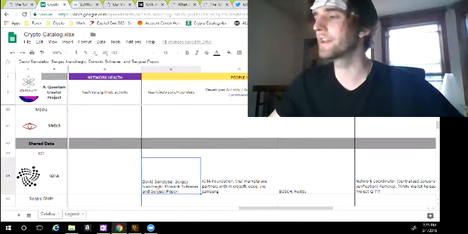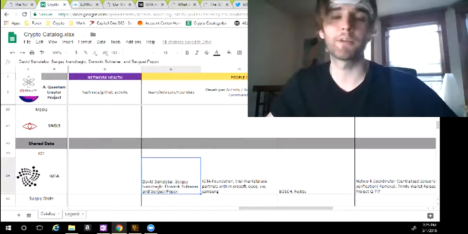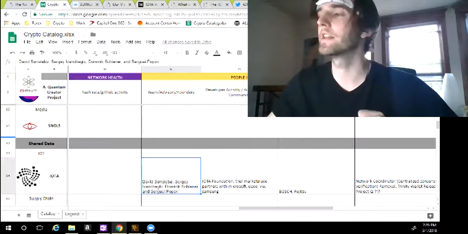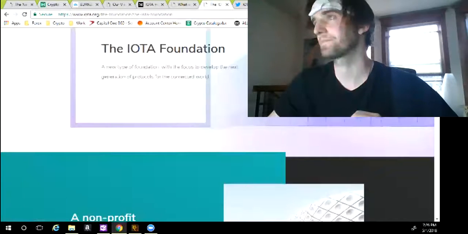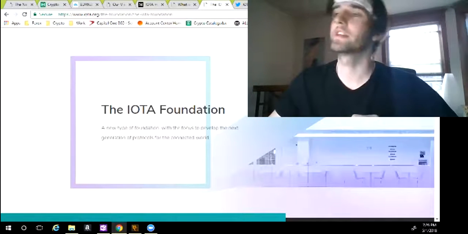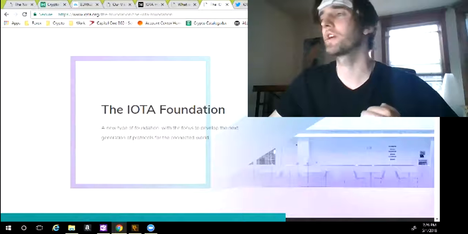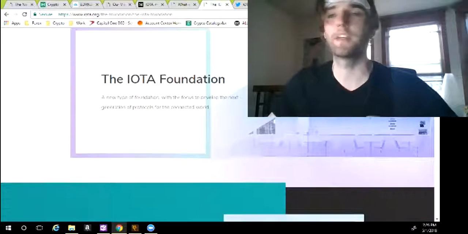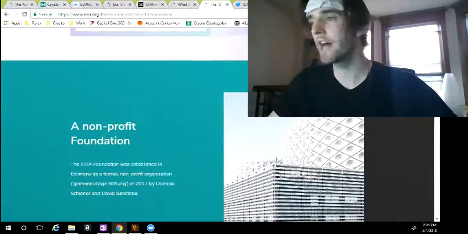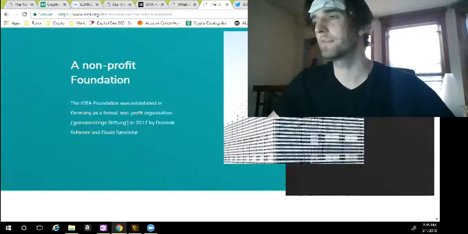And I also want to mention the Iota Foundation. It's a completely separate thing from this currency. Iota Foundation is a non-profit organization. They're focusing on developing the next generation of protocols for the connected world. This ties into the machine-to-machine economy, the Internet of Things. Non-profit, created in 2017 by our founders.